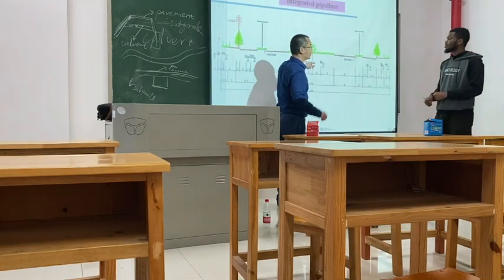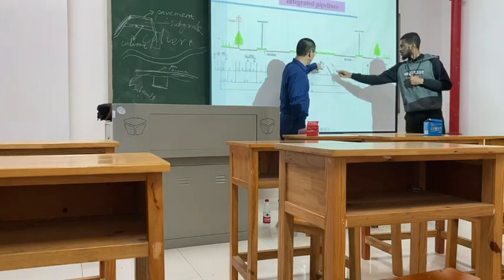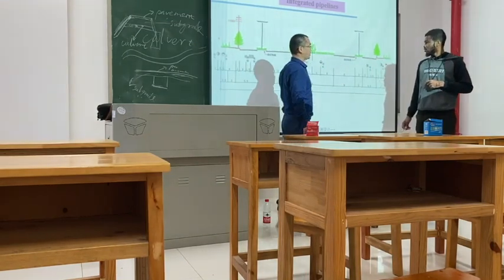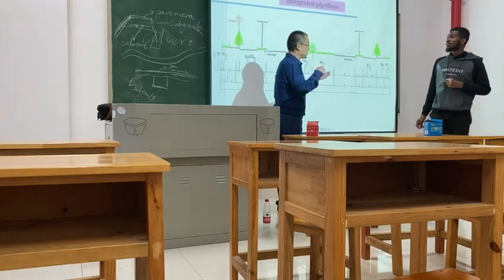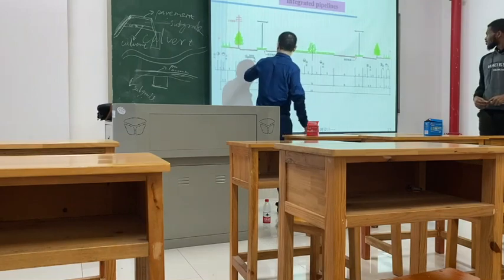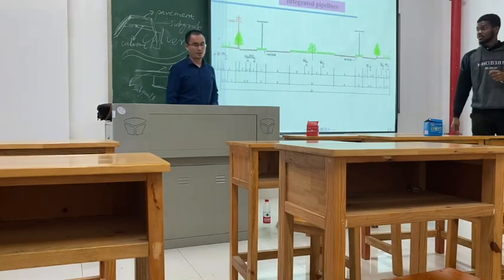Rain water pipe. This is waste water pipe. Waste water pipe. Yeah, this one. Okay. This is water.